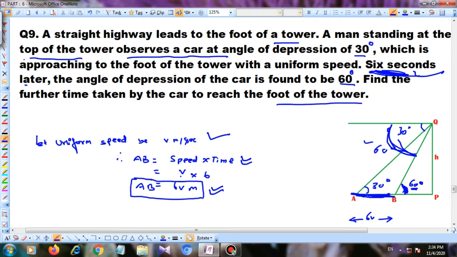So now in right angle triangle, but in this question we find the time taken by the car to reach the foot of the tower, meaning when the car will reach P, then the time taken by the car. Clear? So now we take right angle triangle APQ.